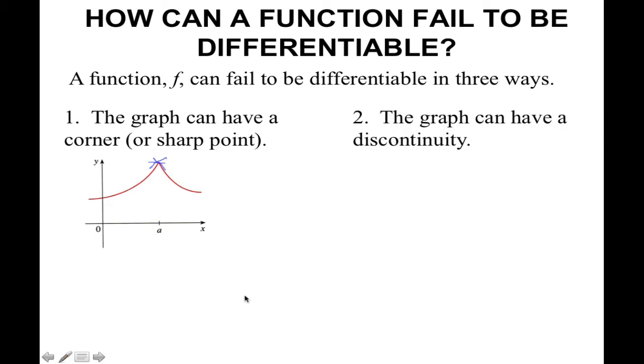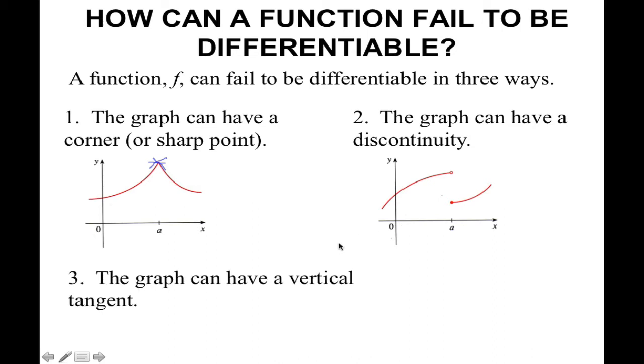The next one is the graph can have a discontinuity. So a graph can look like this. You cannot take the derivative, or in other words, find a tangent line at a discontinuity like this. And it's pretty much the same reason as the corner. You can draw more than one tangent line. And that tells you that you can't take the derivative. There can only be one tangent line at a point on a curve.